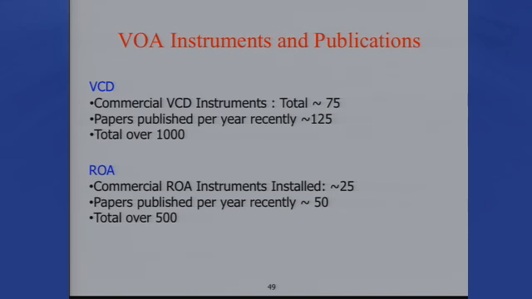For VCD, there are approximately 75 commercial instruments out there all around the world. And on the arena check the other day, something on the order of 125 papers published last year, over 1,000, maybe now it's 1,200 or more total VCD papers published. ROA is between VCD and ROA, there's always a factor of 2. And to buy it, it's a factor of 2 in price. You can guess which way it goes.